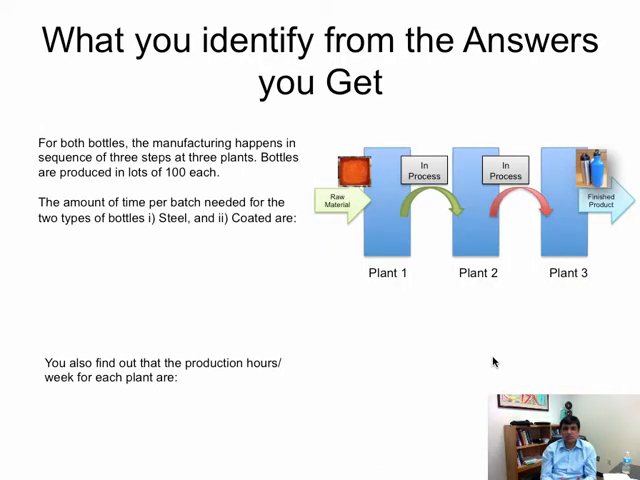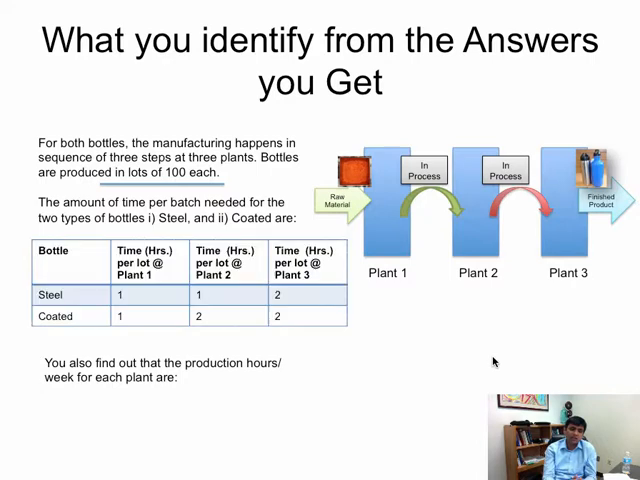Based on your questions, you will now be able to get some answers from the organization that just hired you. So let's say what you find is that you're told that the bottles have to pass through a manufacturing process which involves 3 steps. And the 3 steps are performed at 3 different plants, plant 1, plant 2, and plant 3. You're also told that the bottles are produced in lots of 100 each. The next information that you get is that the amount of time per batch needed for the 2 types of bottle, the steel one and the coated one, is given in this table.